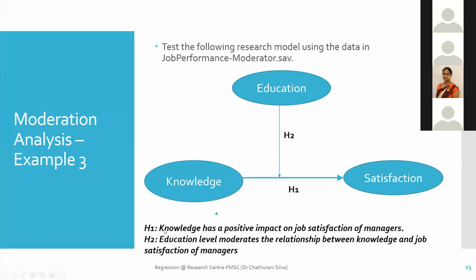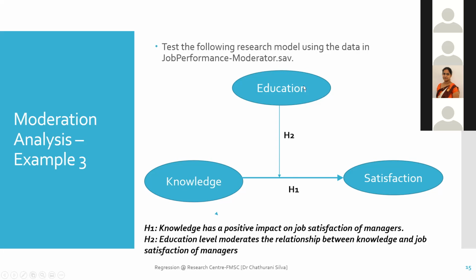And what are the hypotheses? Knowledge has a positive impact on job satisfaction. Positive impact is our relationship, right? Actually, we are here checking the relationship between knowledge and satisfaction of managers, right? When they have good knowledge, are they satisfied with their job? H2 is education level moderates the relationship between knowledge and job satisfaction of managers, right?